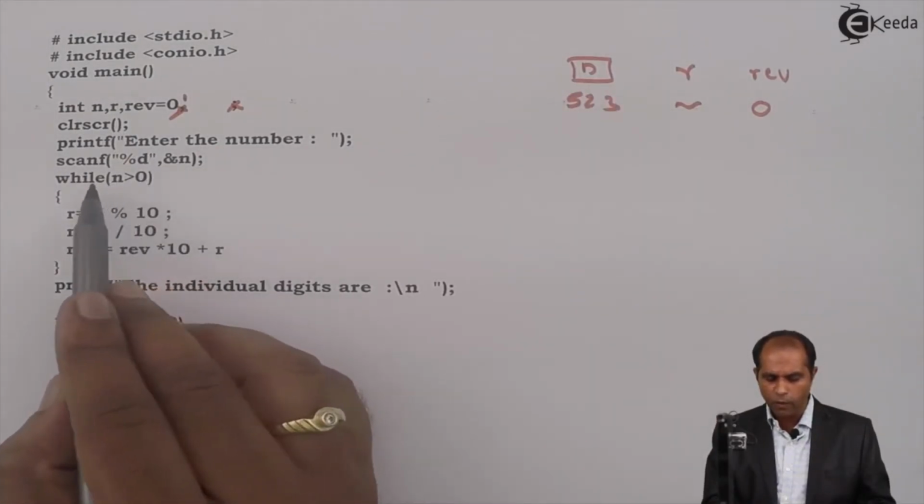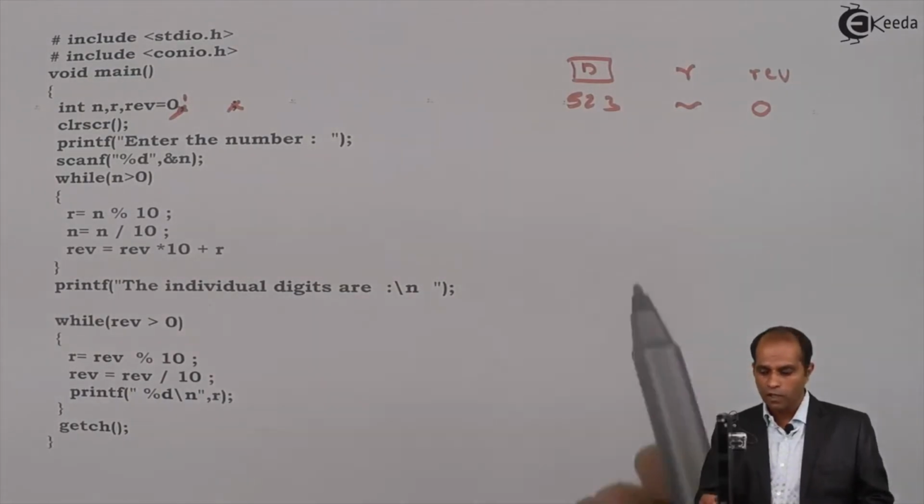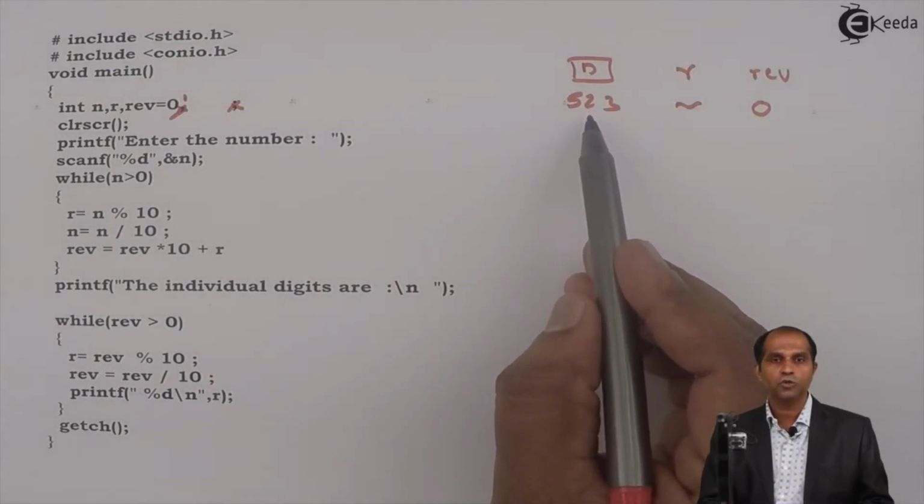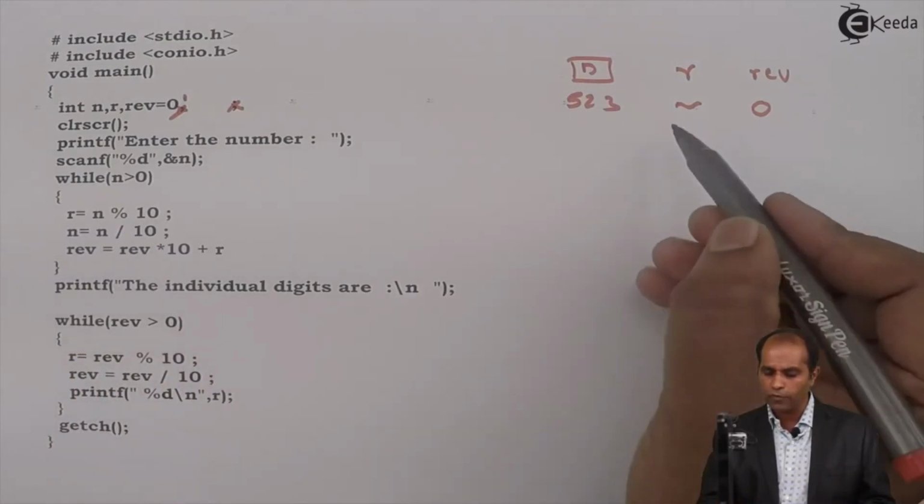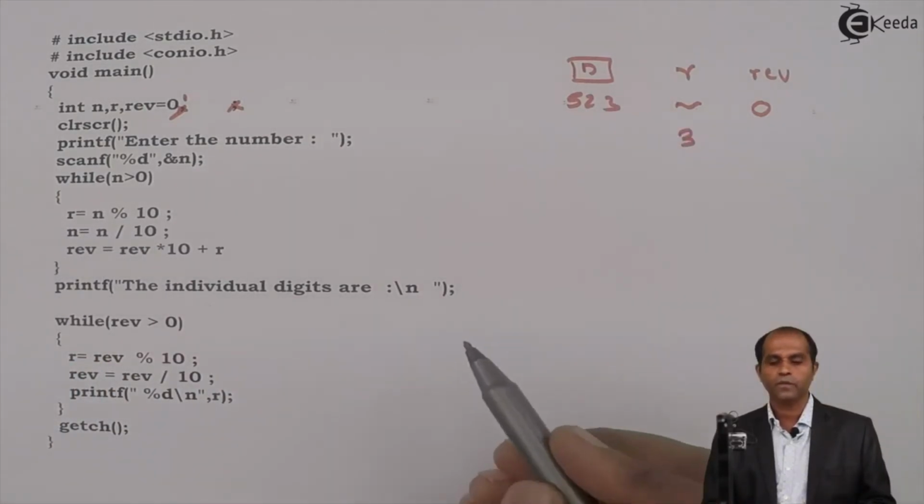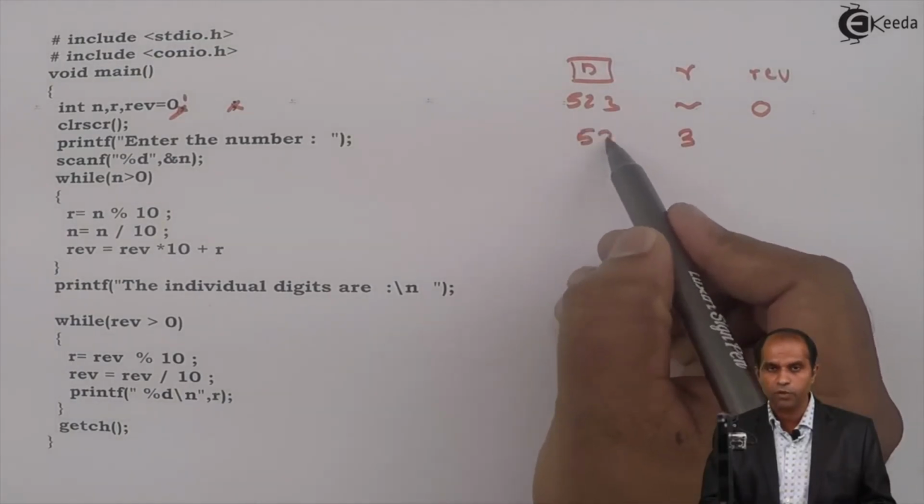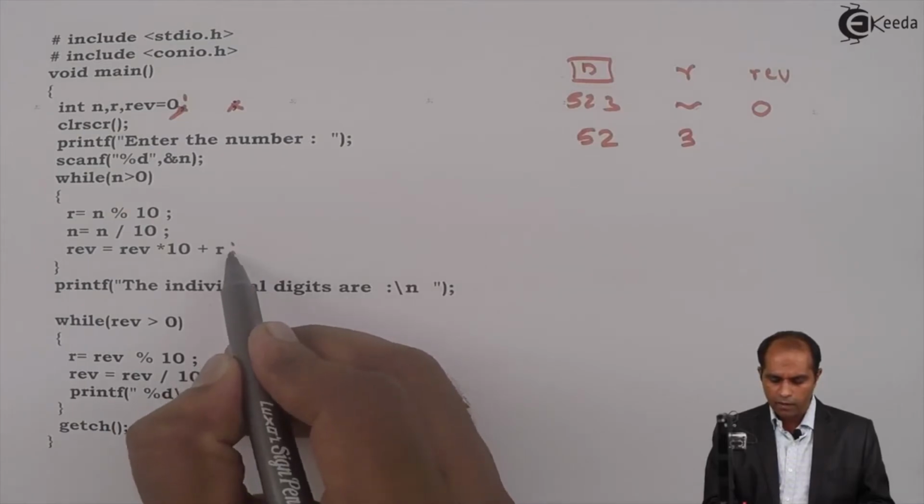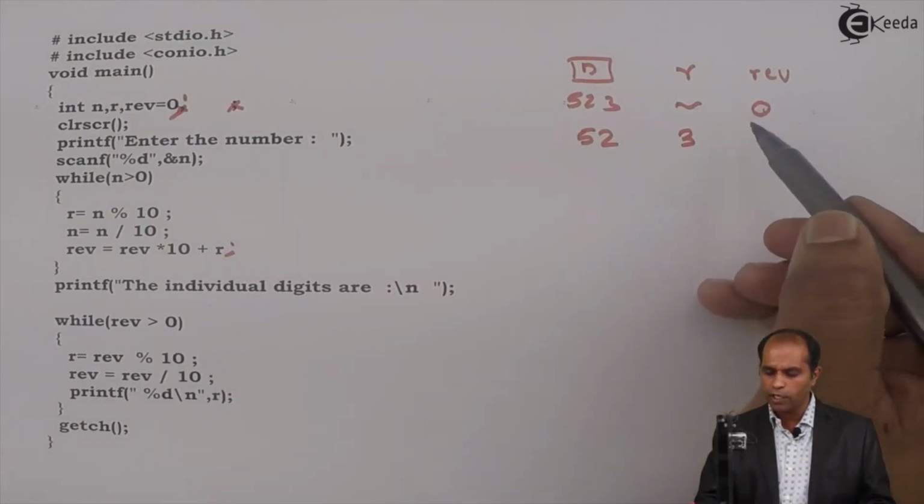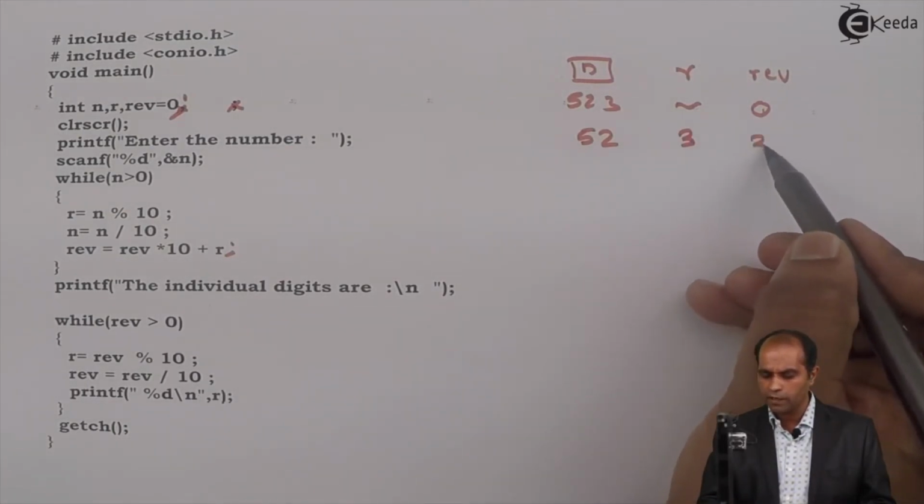Read the number into n. While n is greater than 0, 523 is greater than 0. True, in the sense, start extraction. r equals n mod 10. 523 mod 10 is 3. 523 divided by 10 is 52. After that, rev equals rev into 10 plus r. So 0 into 10 plus 3 is 3.